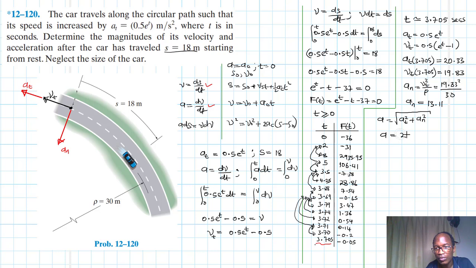We have 24.19 meters per second squared. And our v is equal to v_t, which is equal to 19.83 meters per second. Alright, so these are the final solutions for our problem.